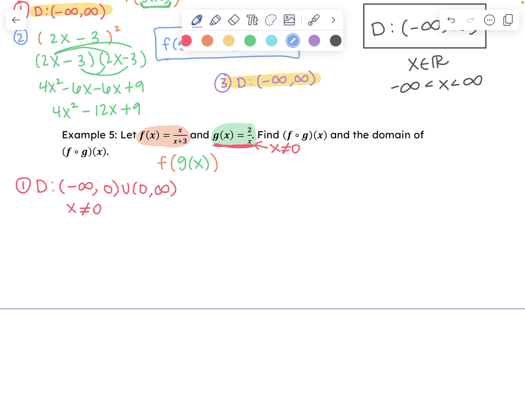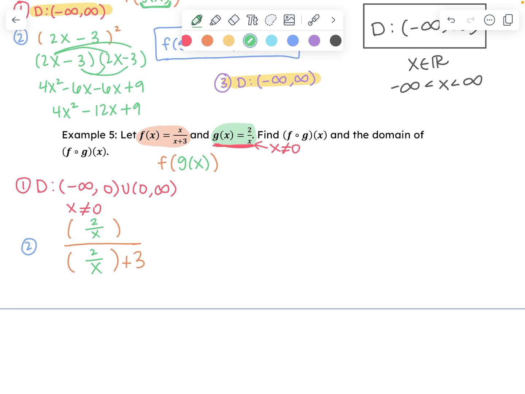So let's find our composition. Let's do that. Step 2. So if I'm finding f of g of x, so f is normally x over, so I'm going to do parentheses, over x plus 3. Okay, our x we're going to replace with our g of x, which is 2 over x. So in both of those parentheses, I'm going to put 2 over x.